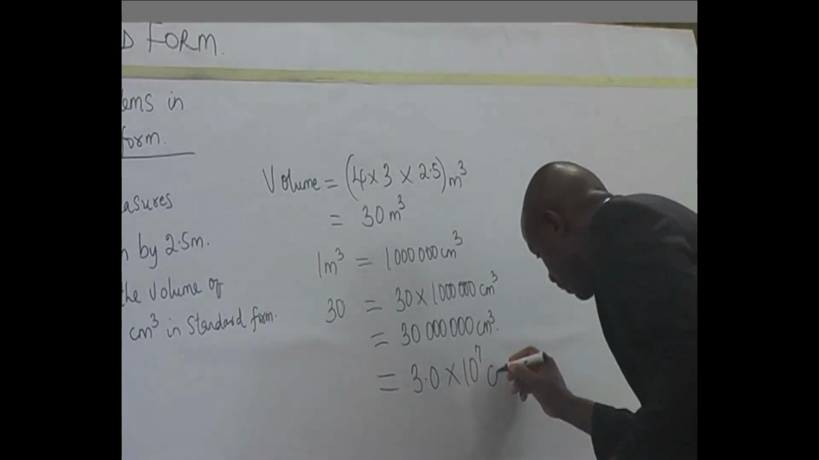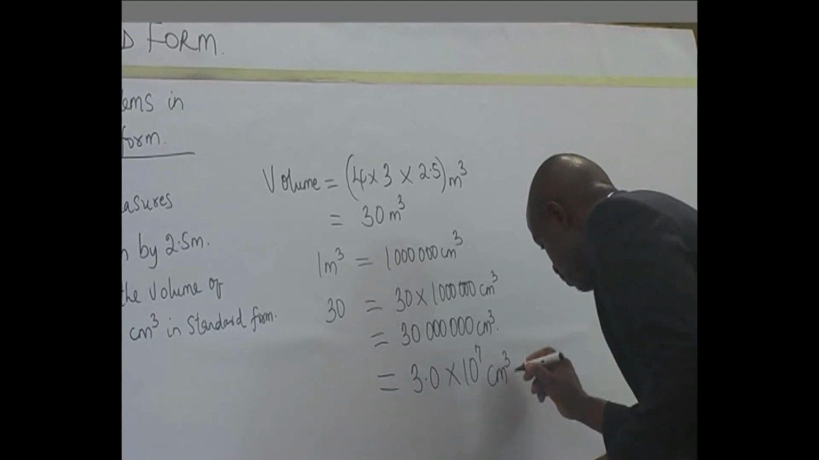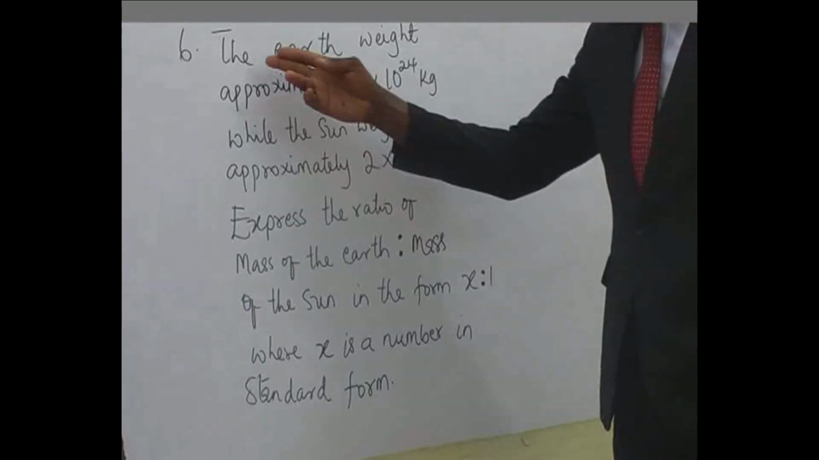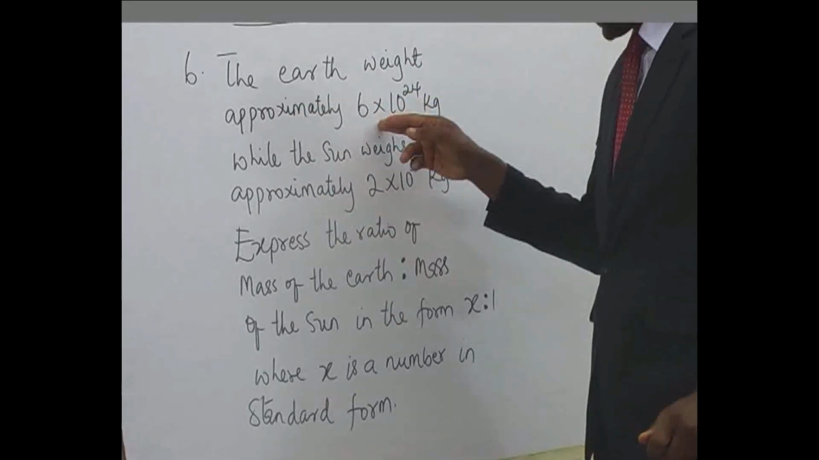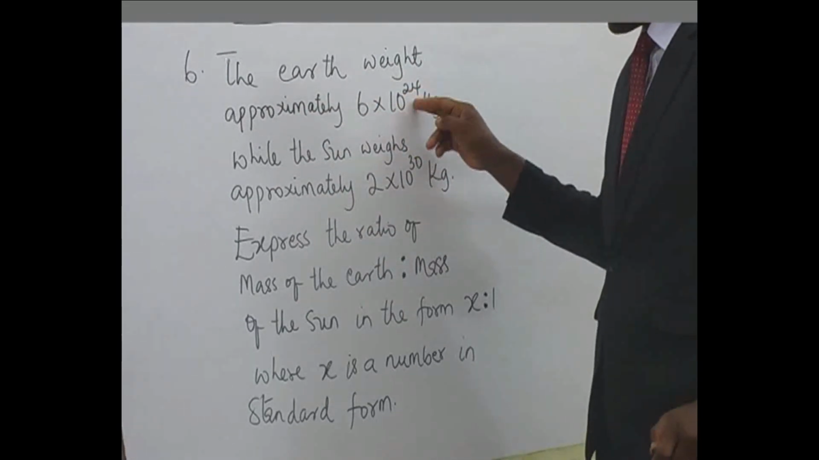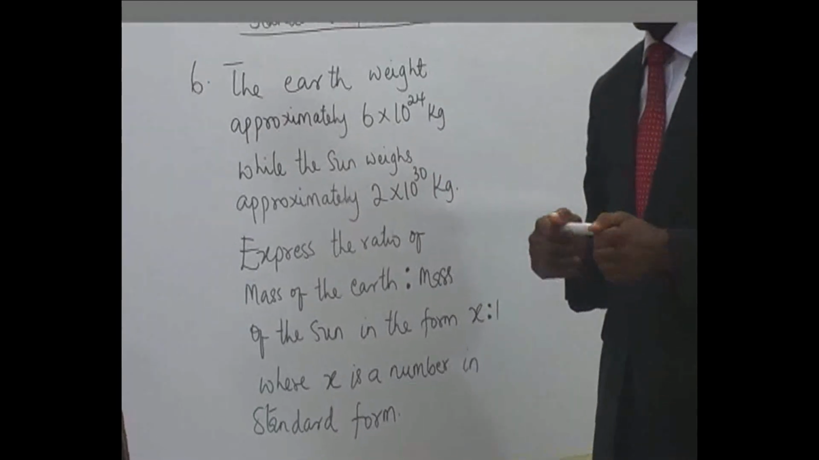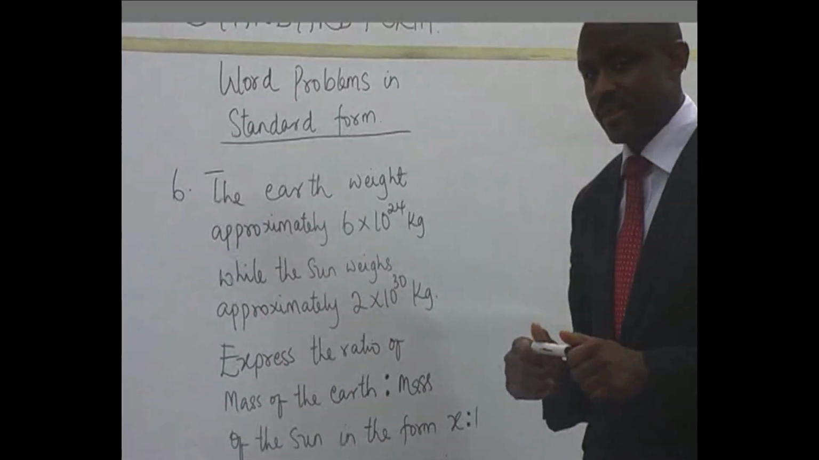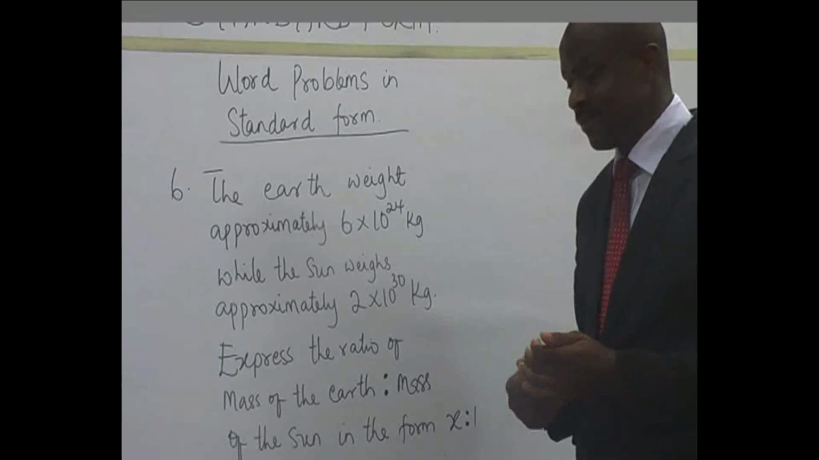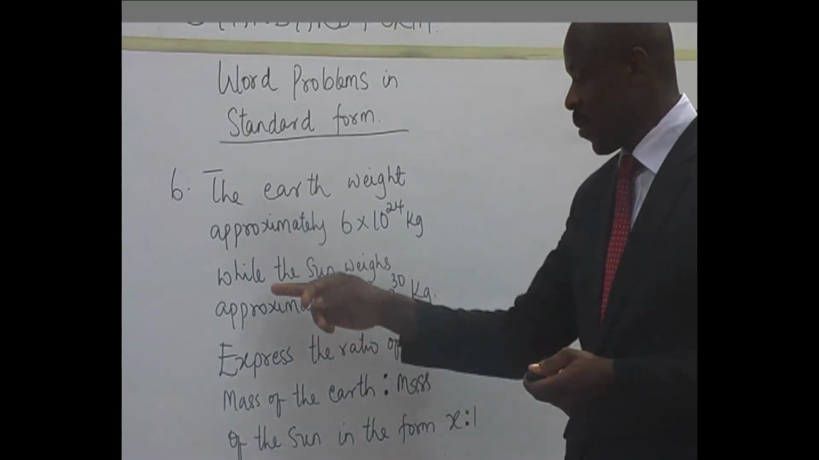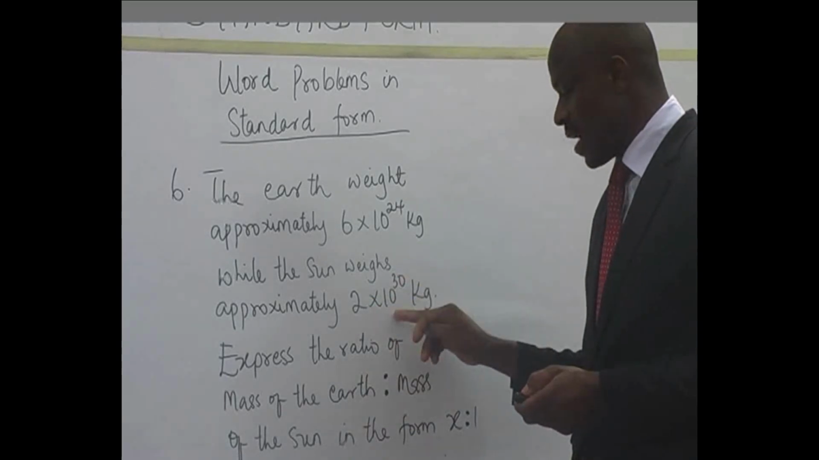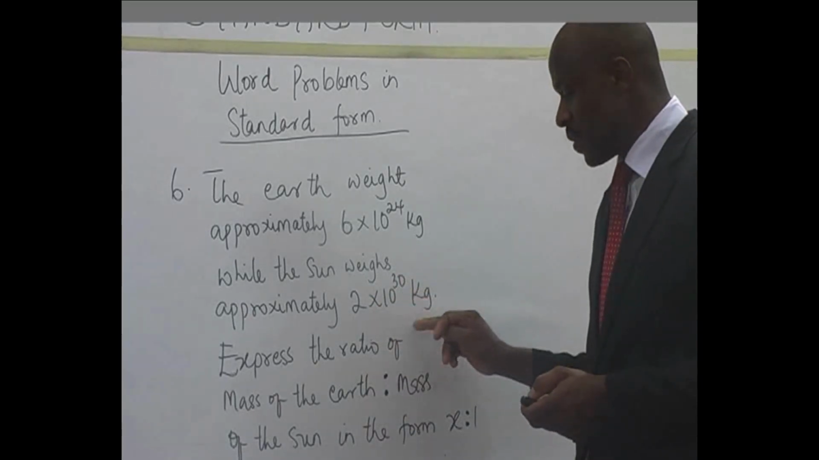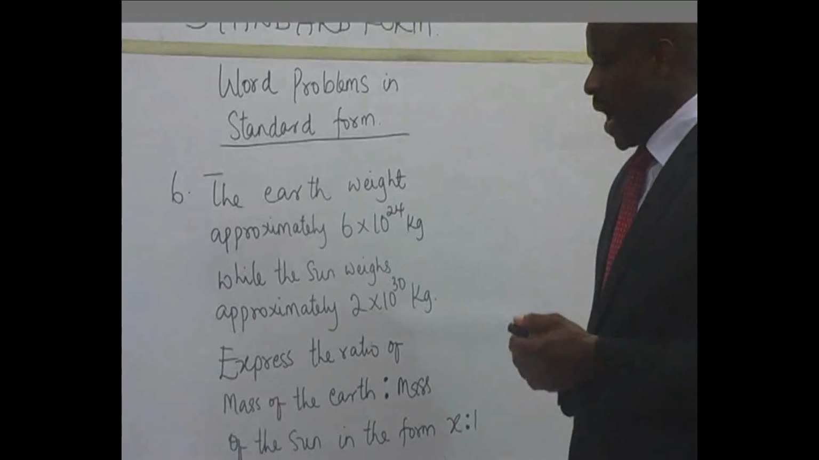Remember, centimeter cube. The earth weighs approximately 6 times 10 exponent 24 kilograms. How did they find it? Let's believe it. While the sun weighs approximately 2 times 10 exponent 30 kilograms. How they achieved it?